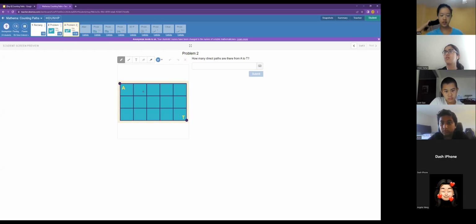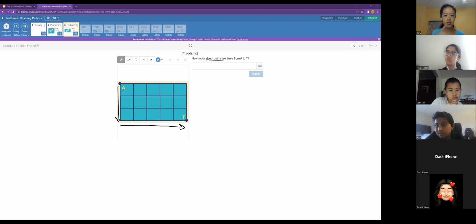Okay, so for this problem, it's almost identical to the previous problems. It's just a different size grid. And this time, instead of traveling right and up, we are traveling right and down. And because it says direct paths, that means we can only move right and down. So, however, the process is still the same.